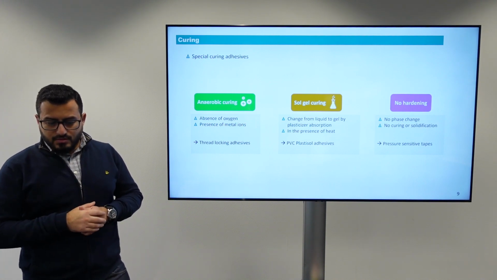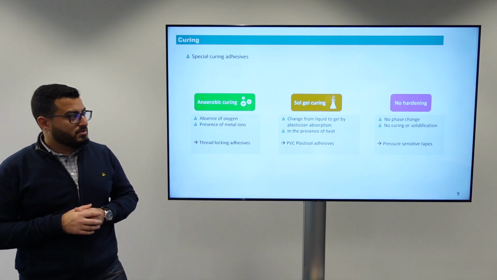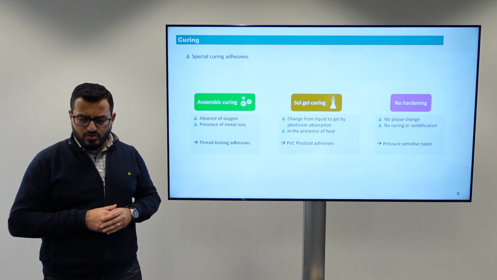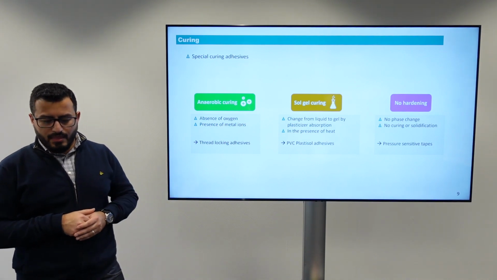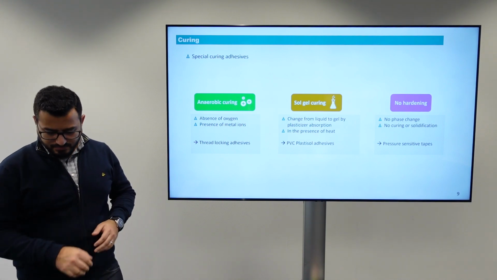The final curing method would be no hardening, which basically does not include any phase change, and there is no solidification in that sense. And an example of these would be the pressure-sensitive adhesives.